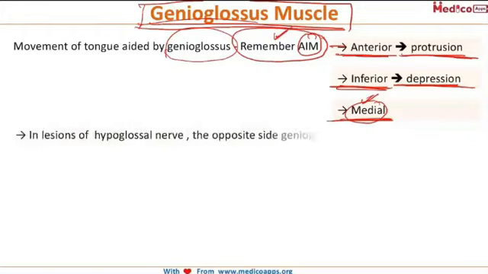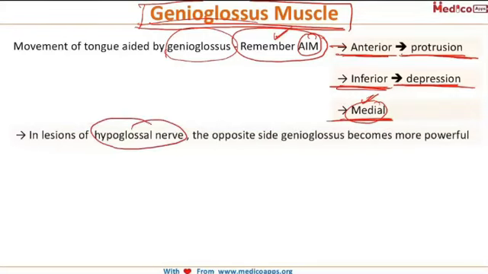Now what happens when there is a lesion of the hypoglossal nerve? When a hypoglossal nerve lesion is present, the opposite side genioglossus becomes more powerful. For example, if there is a lesion in the right hypoglossal nerve, the left will become more powerful, therefore the tongue will move towards the right. It's ipsilateral movement of the tongue.